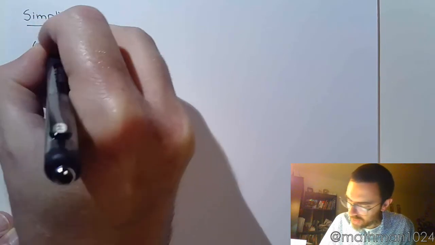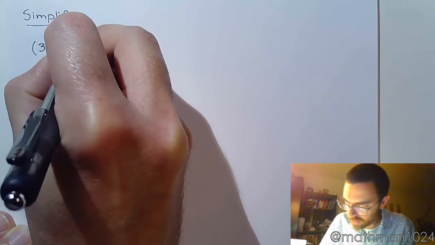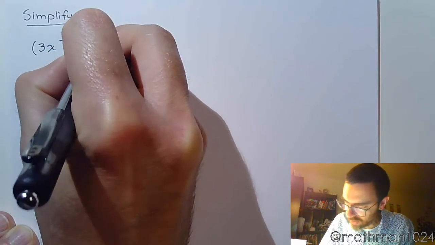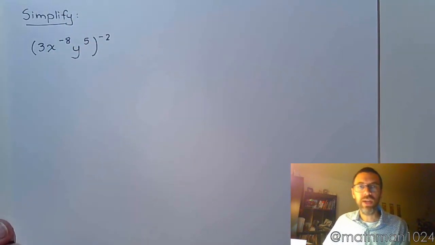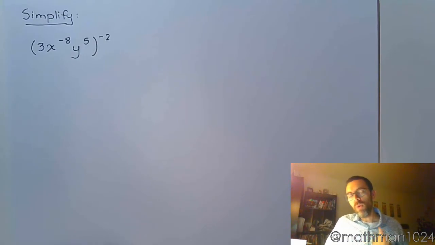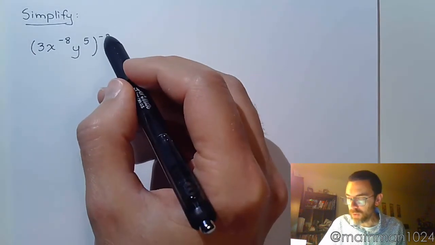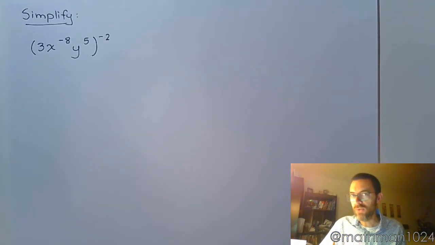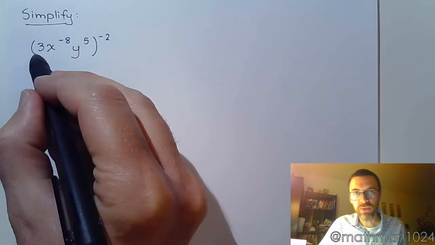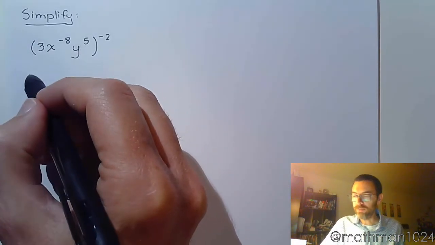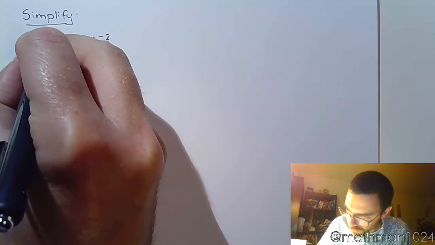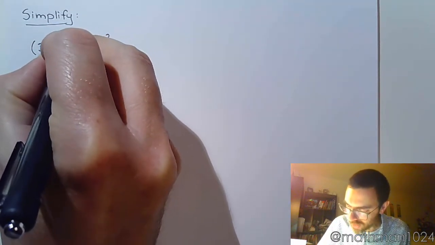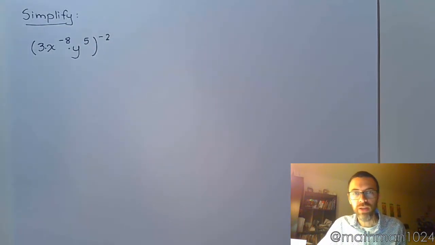So let's try 3x to the negative 8th, y to the 5th, all raised to the negative 2nd power. So what we saw earlier is that when you have a product inside raised to a power, this power is going to apply to each factor that you see in here. Now, the trouble that a lot of students run into is that they don't see all of the factors. They see the x and the y, but they don't see the 3, and they don't treat it as a factor like they should. So this is 3 times x to the negative 8th times y to the 5th.